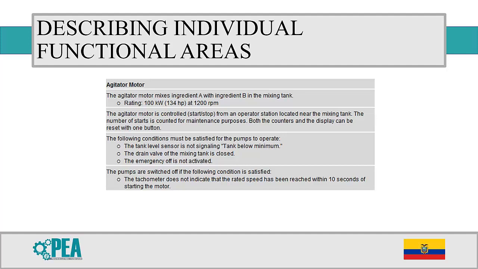And finally, the pumps are switched off when the following condition is satisfied: the tachometer, which is a sensor for the speed, does not indicate that the rated speed has been reached within 10 seconds of starting the motor. This can be because the rotor is blocked, or basically there's some problem in the pump, and that's how you should turn off the motor. Again, this condition is similar to a reset or a turn off button.